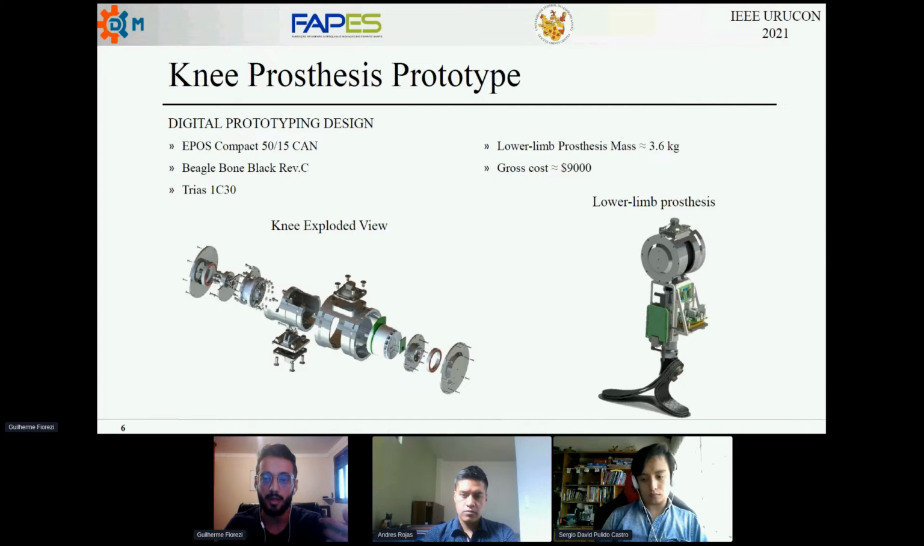Also, we estimated the gross cost to manufacture this first physical prototype at $9,000, which is significantly lower than the market price of the Power Knee, which is the only active prosthesis available on the market.